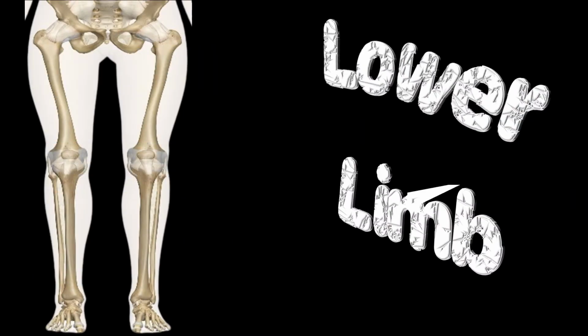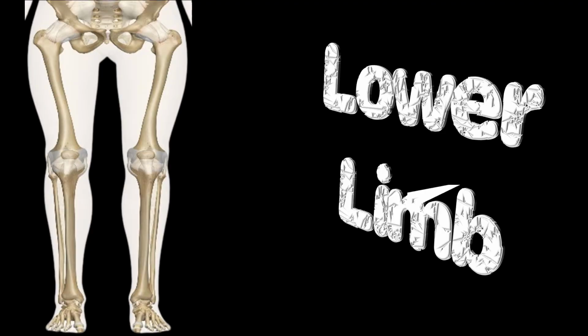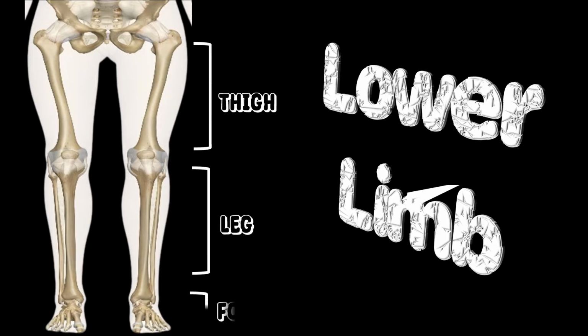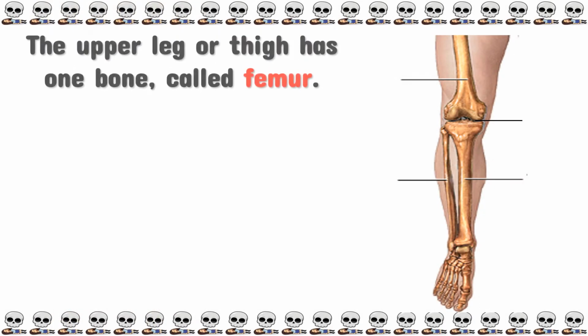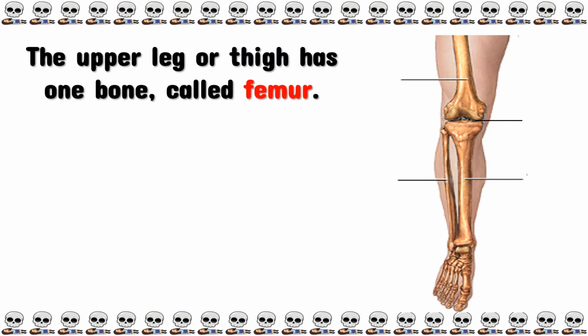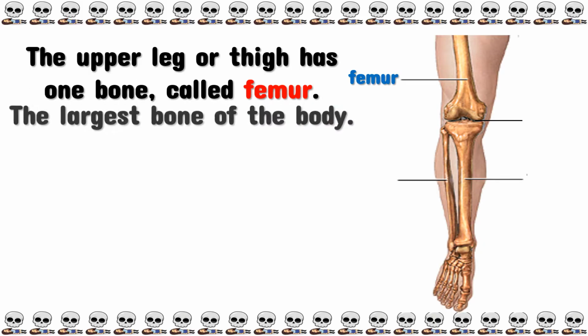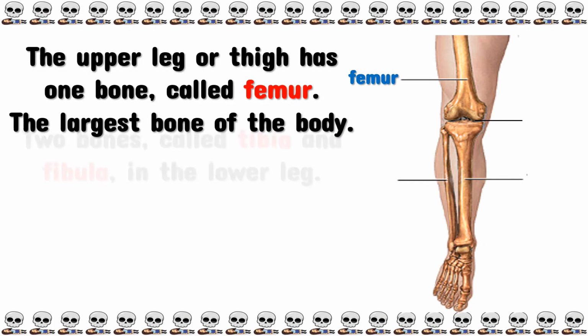And lastly, the lower limb contains very thick bones, allowing us to run and jump effectively. These comprise the thigh, leg, and foot. The upper leg or thigh has one bone called femur. This is the largest bone of the body.